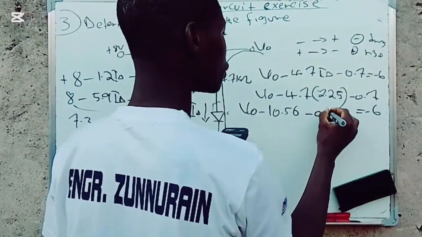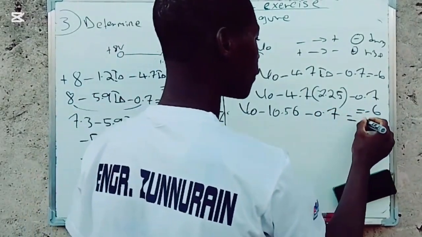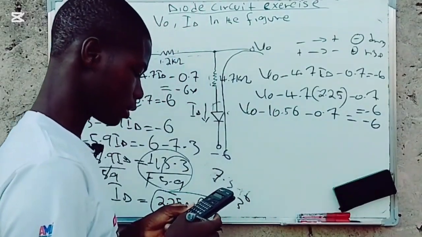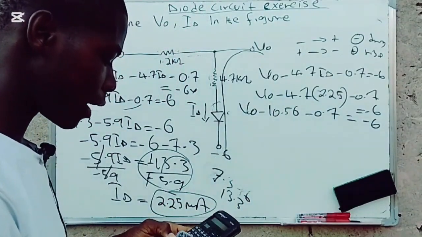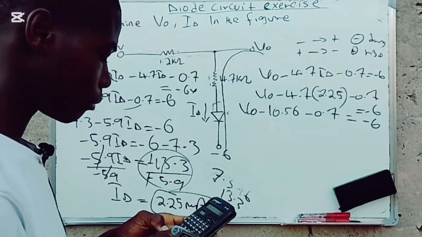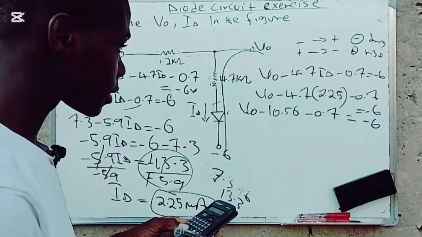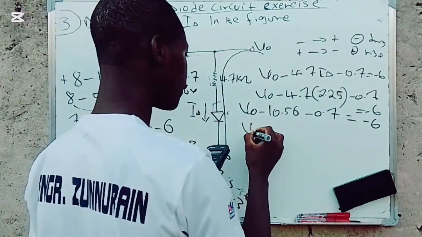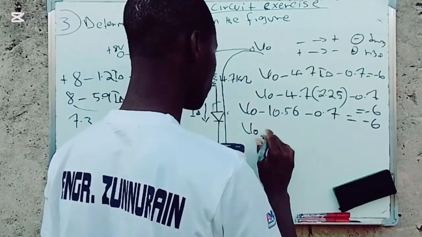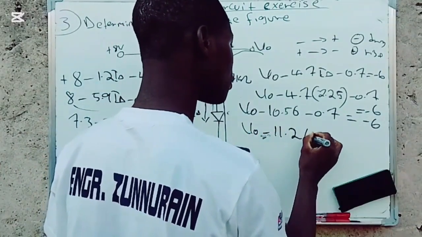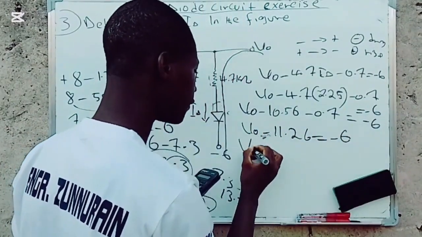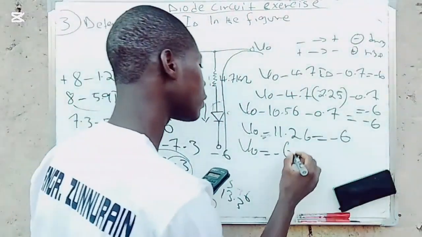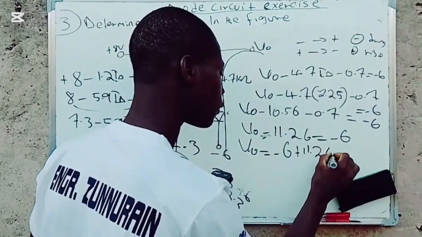10.56 minus 0.7, which should now be equal to negative 6. So minus this, minus this. So I have to say minus 10.56 minus 0.7. So this should now be V naught. V naught minus 11.26 should now be equal to minus 8. V naught should now be equal to minus 8. When it crosses the equal sign, it will now be plus 11.26.